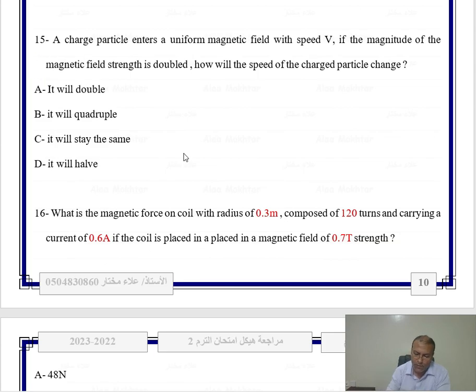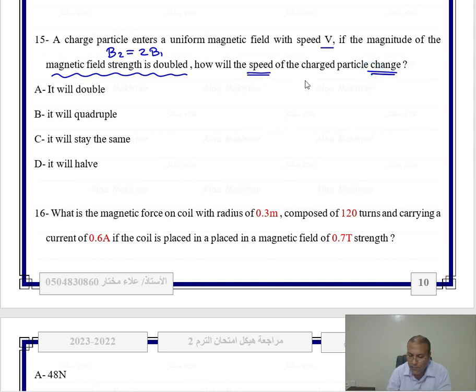Number 15. A charged particle enters a uniform magnetic field with a speed v. If the magnetic field strength is doubled, B2 equals 2 B1, how will the speed of the charged particle change?